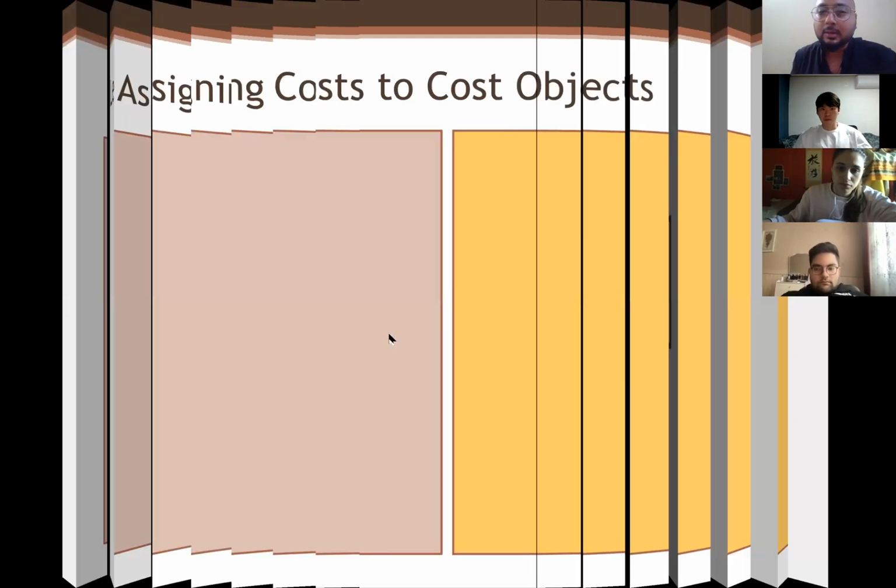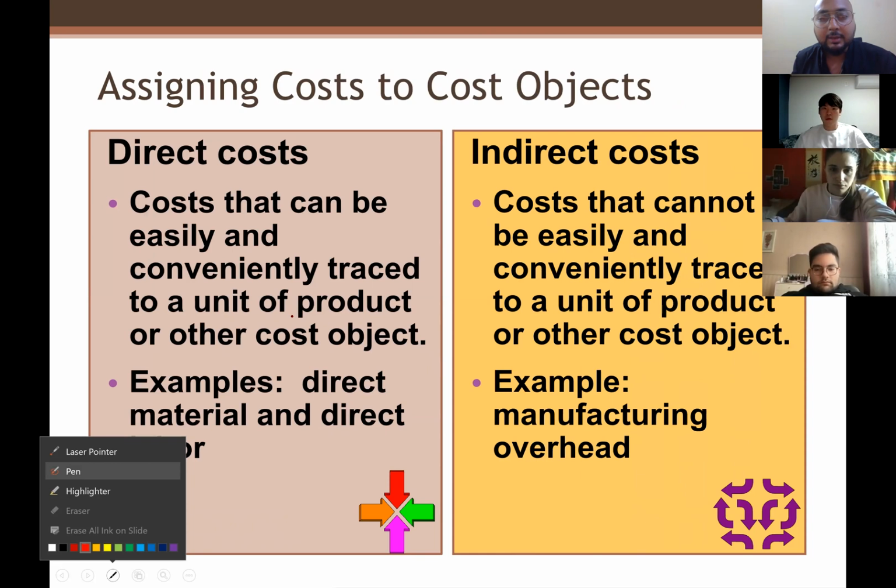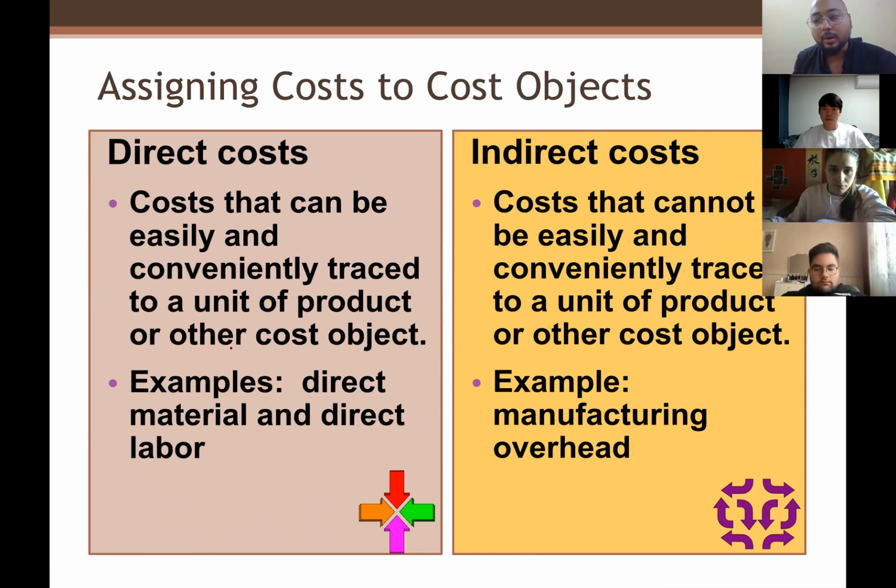Direct cost means which we can easily and conveniently trace, that is called direct cost, right? The cost that can be easily and conveniently traced to a unit of product or other cost object. Direct material, direct labor. Indirect cost, cost that cannot be easily traced to a unit of product or other cost object. We call this indirect cost, which is the example of manufacturing overhead, right?